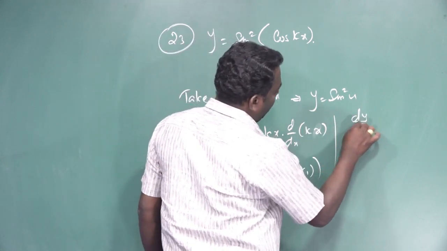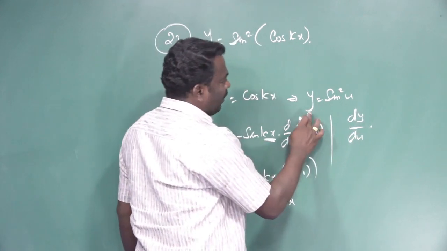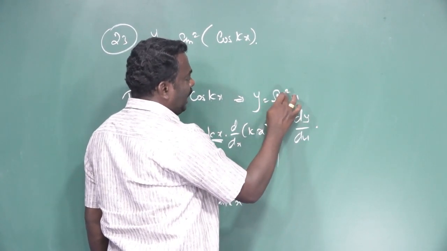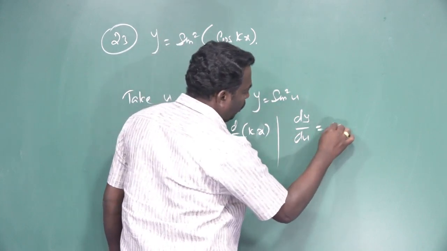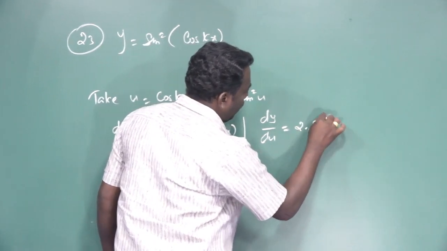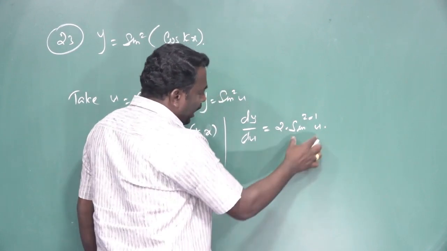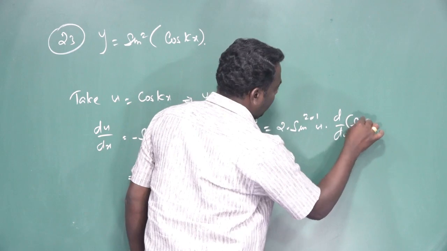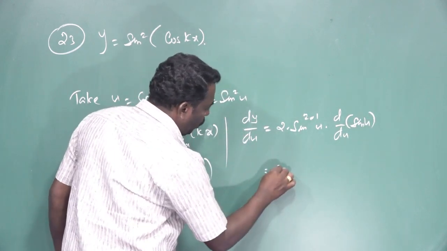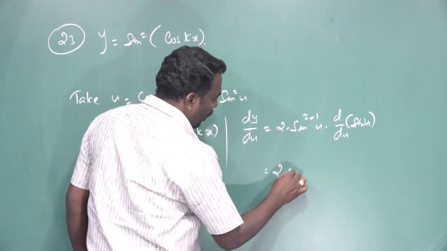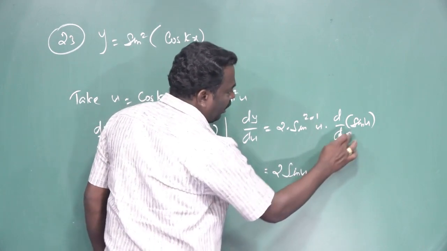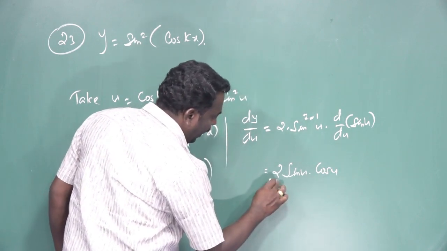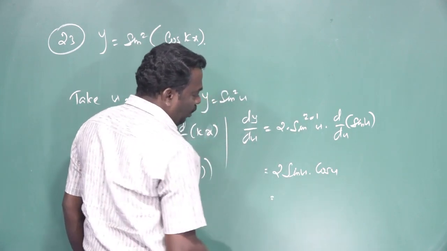Now the differentiation of y with respect to u, dy by du. The y function with respect to u is sin square u, which is of the form x power n, with n equal to 2. That is equal to 2 into sin to the power 2 minus 1 of u. Again we want to differentiate sin u: d by du of sin u. That is equal to 2 into sin u, since 2 minus 1 is 1, and the differentiation of sin u becomes cos u. That is 2 times sin u cos u.